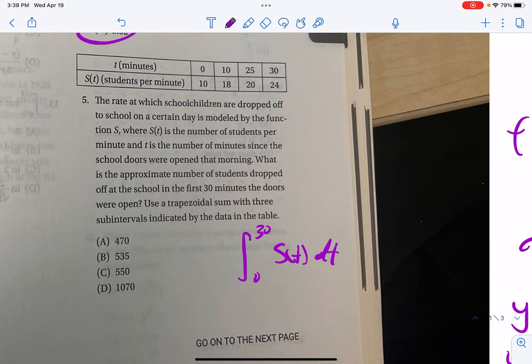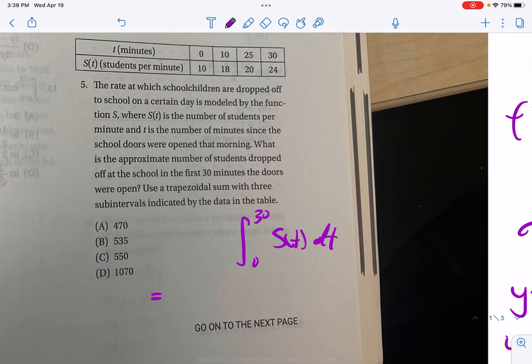And if we use a trapezoidal sum, our first interval is 10 minutes wide, and the average of the first and last values is 14. Trapezoidal sum is how long is it times the average of the beginning and ending values. This is 19. And then the last one is 5 units wide, and the average is 22.